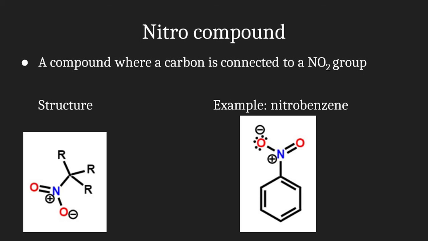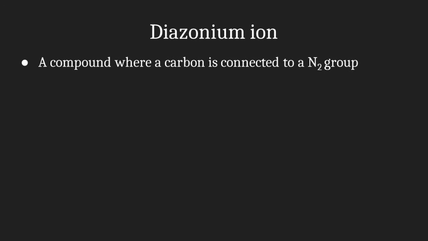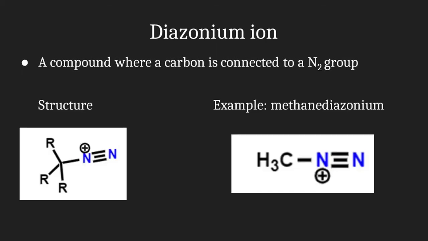The next type is a diazonium ion, and this is where a carbon is connected to an N2 group, and those nitrogens are triple bonded, as shown in the structure. A good example of this is methane diazonium, where a CH3 is attached to the N2 molecule.